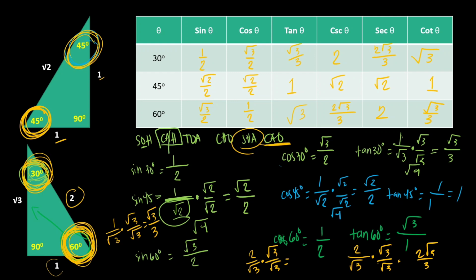That's how to solve our trigonometric ratios for special angles. All you have to do is remember the formula, SOHCAHTOA, and the triangles, the 45-45-90 and the 30-60-90 degree triangles, as well as their sides. To solve this table, all you need to memorize are the triangles, sides, and angles, and the formula SOHCAHTOA.